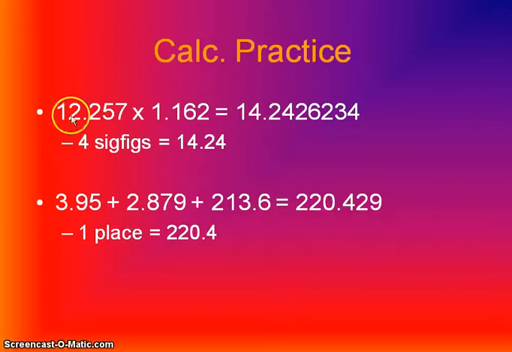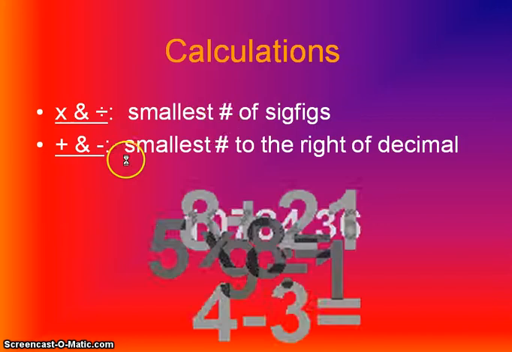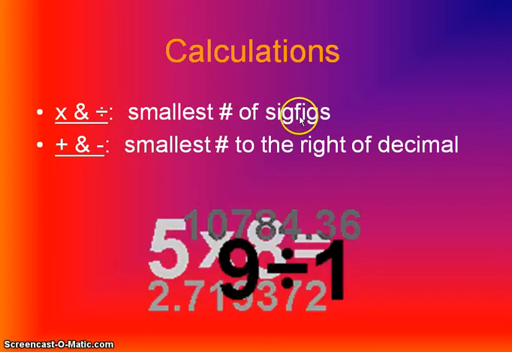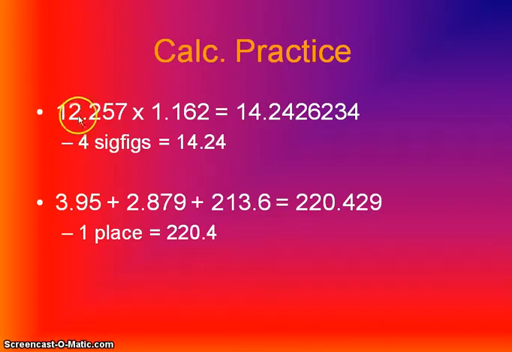The first one here is with our multiplication and division. So we've got 12.257 times 1.162. Now when you type that into your calculator, you're going to get an answer something like this, all these values after the decimal place. Now with multiplying and dividing, we want the smallest number of significant figures to be also the same in our answer. So with this, we've got 1, 2, 3, 4, 5 significant figures in this value, and 1, 2, 3, 4 significant figures in this value. So our answer then can only have 4 significant figures. Okay, this would be our smallest value.